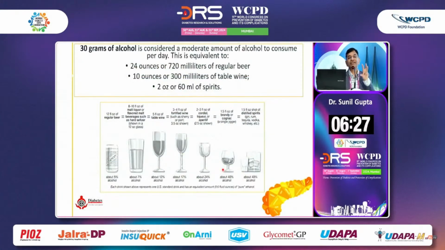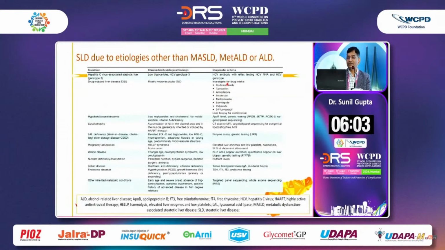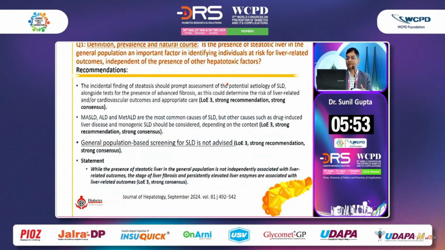So then what is this 30 gram of alcohol? 30 gram for men, 20 gram for women. So 30 gram of alcohol is considered a moderate amount of alcohol intake per day, which is almost equivalent to 24 ounces or 720 ml of regular beer, or 300 ml of table wine, or 60 ml of spirits. That's what is moderate drinking. We say 30 gram. Now, we can have other causes also. Those who don't have any etiology, then you can have hepatitis C, drug-induced, lipodystrophy, pregnancy-associated, celiac disease, and many more. So I have divided into 20 questions, which I'll just try to rush up.